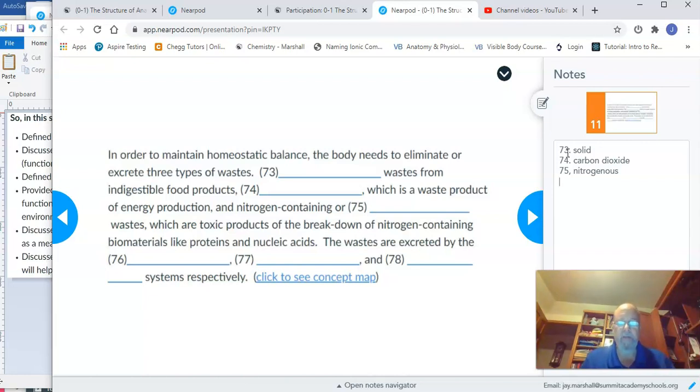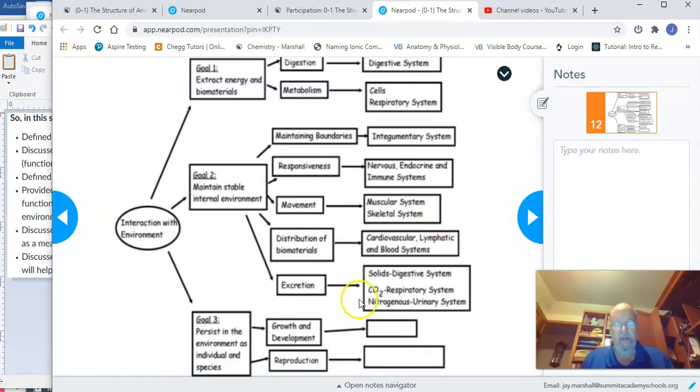The wastes are excreted by the digestive, respiratory, and urinary systems, respectively. So if we want to see this on the concept map, I'm not going to click that, I'm just going to go to the next page. So excretion: solids, carbon dioxide, nitrogenous, digestive, respiratory, and urinary system. So make sure you keep those straight. This is a big one.